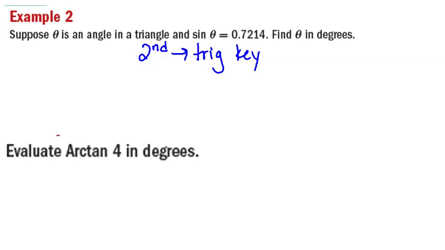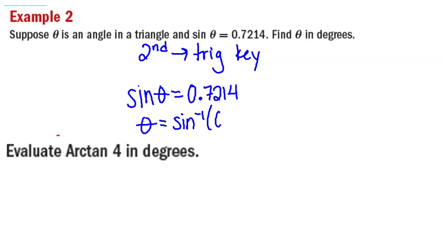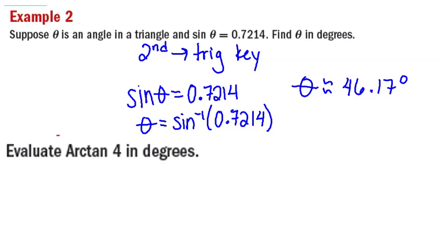So I'm going to hit second sine and then type in 0.7214 and hit enter. If the sine of theta is this, and I want to know what theta is, that tells me to do the sine inverse of the sine ratio number. Using the sine inverse function on my calculator, that is approximately 46.17 degrees.